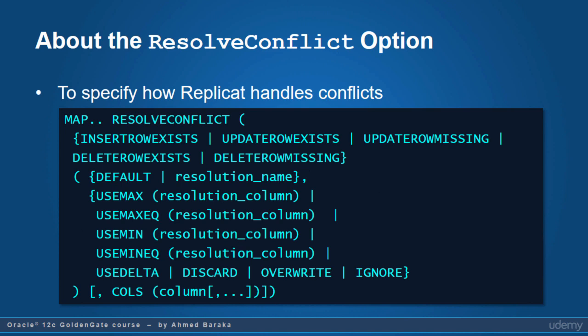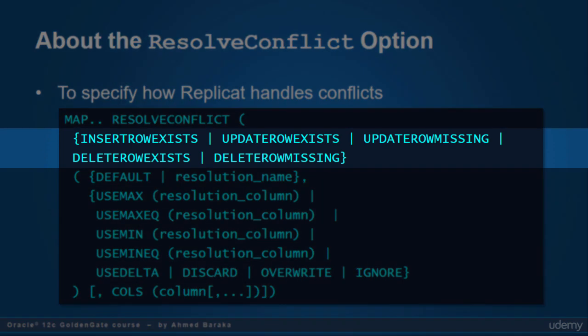On the replicat side, you use the RESOLVECONFLICT MAP option to specify how the replicat will respond to the conflicts. First, you define the conflict type. As you see in the syntax, you can define 5 conflict types. They are INSERTROWEXISTS, UPDATEROWEXISTS, UPDATEROWMISSING, DELETEROWEXISTS, and DELETEROWMISSING. They correspond to the possible conflicts that could take place in the target database.